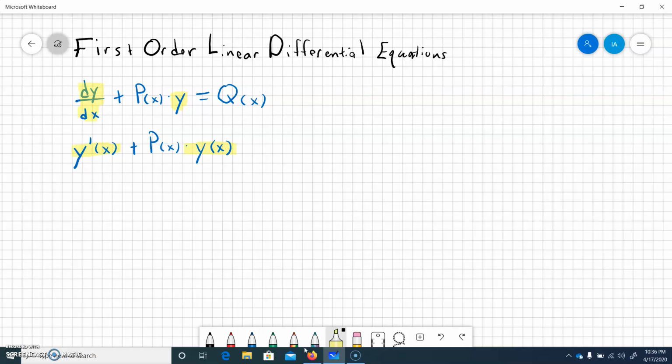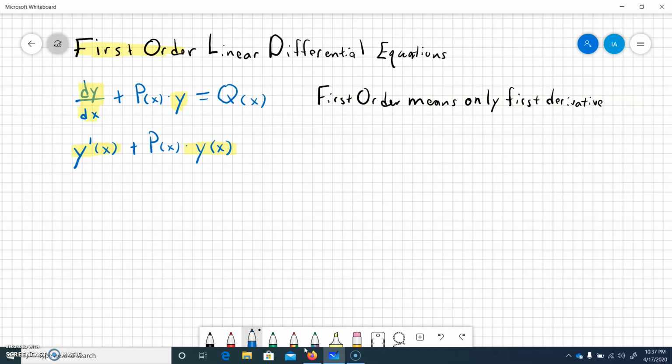So the first order idea up here, when we say first order, we're talking about it only has a first derivative. So first order means only a first derivative. So that means you would not see a y double prime in the method we're getting ready to use, or a y triple prime. Okay, you can see a y and a y prime.